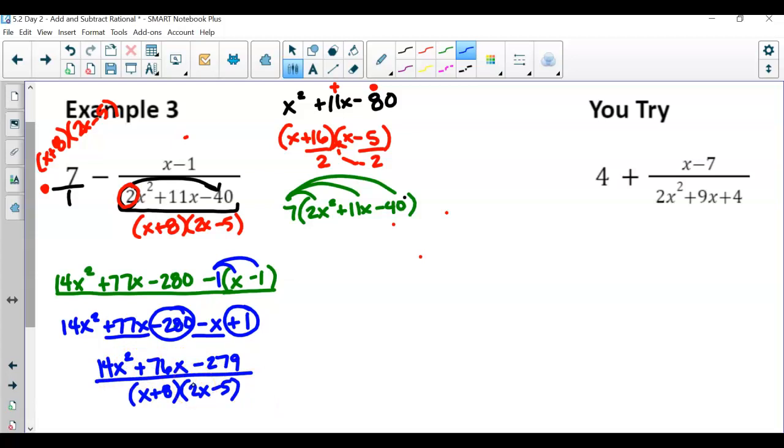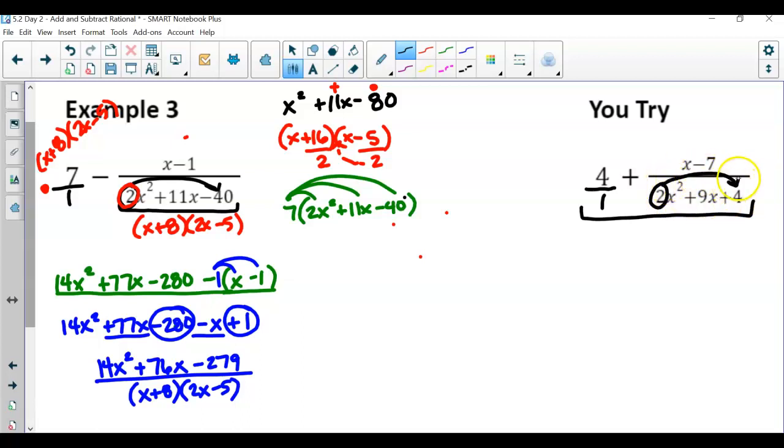So go ahead and pause the video here and try the U-try on your own. Now with the U-try, again, you have 4, which is 4 over 1. And we're adding to that this rational expression here. So really, I'm still going to go ahead and factor this trinomial, but you had 2x squared. It was 2. Do we have a GCF? No, because 9 cannot be divided by 2.